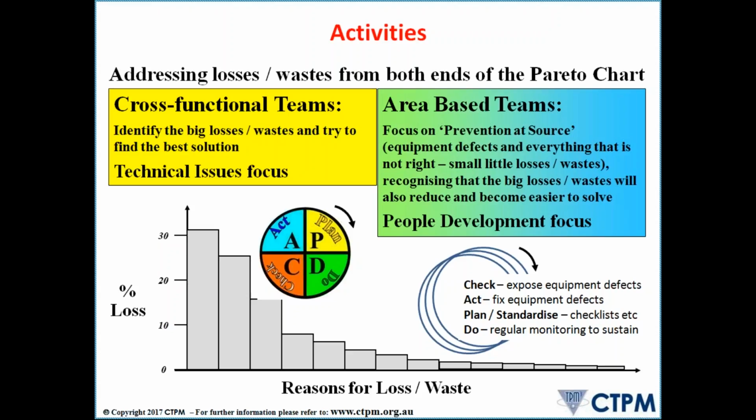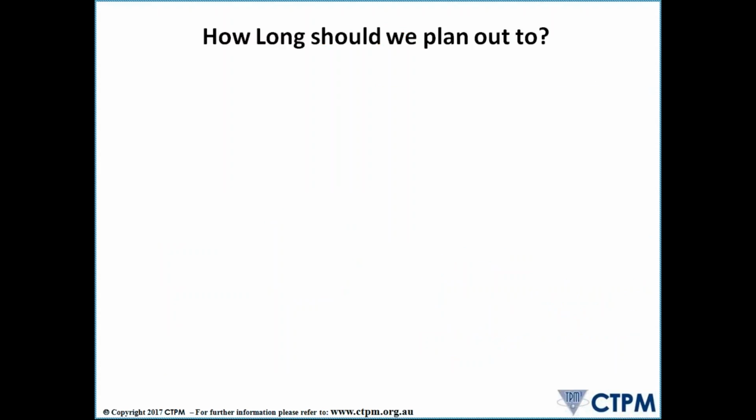And when we go into a plant and look at how they're progressing, what you typically find is, if you look at all the losses and wastes, probably about 50% of them will be best addressed through cross-functional teams, and the other 50% need to be addressed through area-based teams and people development. So again, something we need to really factor into our improvement planning.